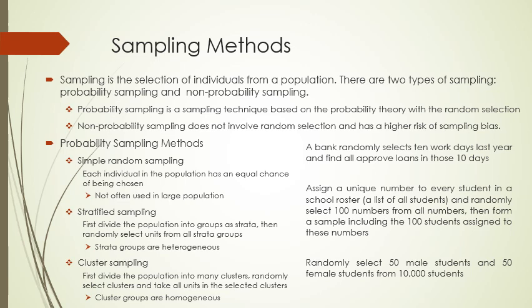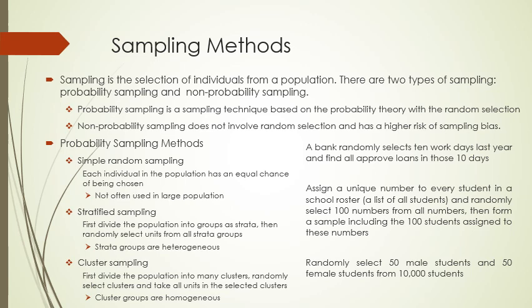Probability sampling is a sampling technique based on the theory of probability with the random selection. Random selection may help us to create a sample as a good representation of the population and reduce the bias. On the contrary, non-probability sampling does not involve random selection and has a higher risk of sampling bias. Now we introduce some commonly used probability sampling methods.